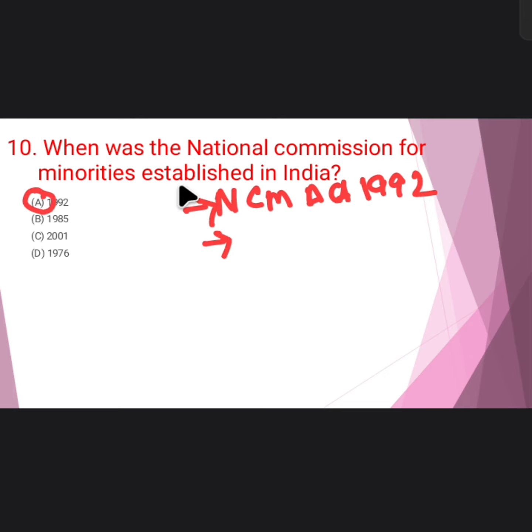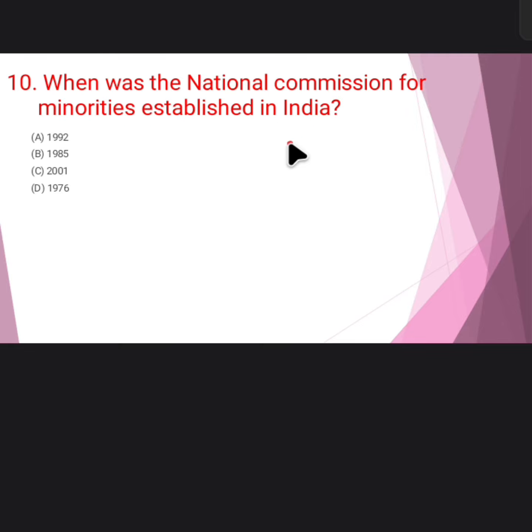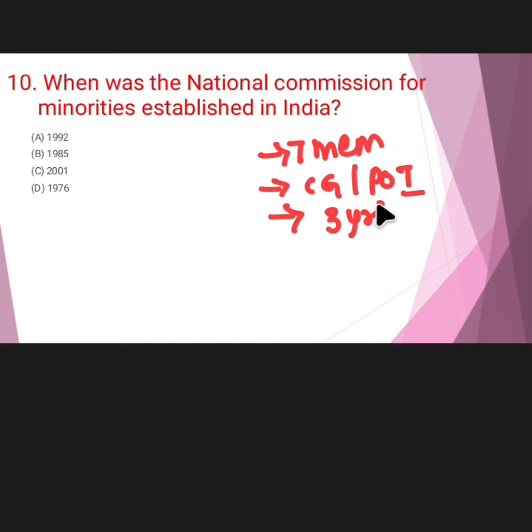Why was this in the news? Because only one person is working in the NCM. The remaining 6 members were vacant, hence this topic or this body is in the news. And this NCM was formed through the NCM Act 1992. This is a 7-member body. The chairperson is appointed by the central government or the President of India. The tenure of the chairperson is 3 years.